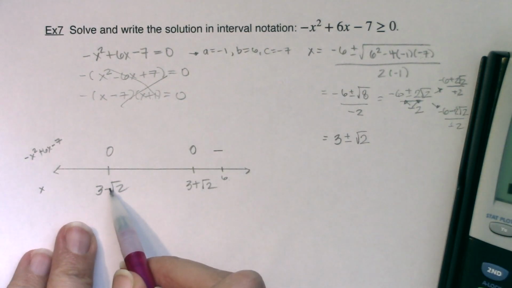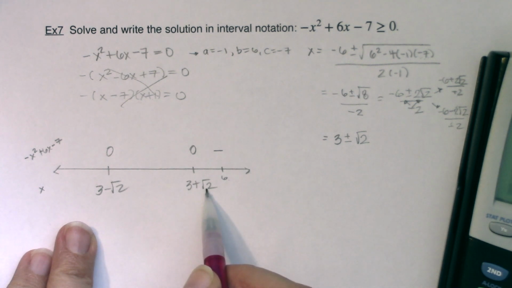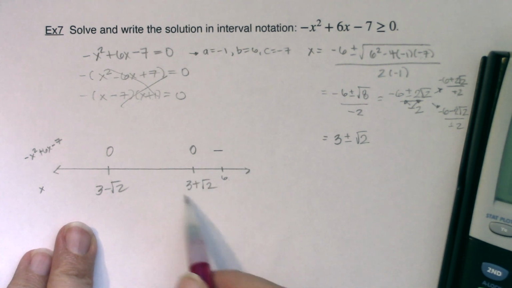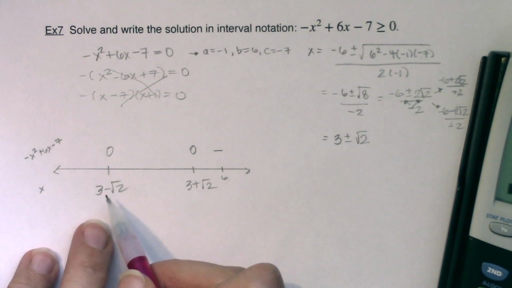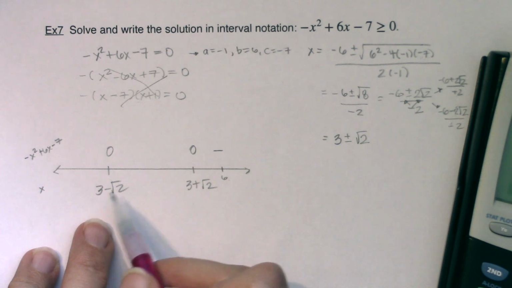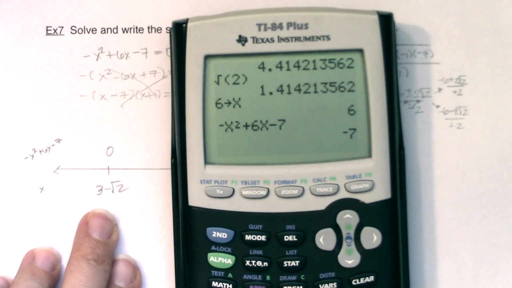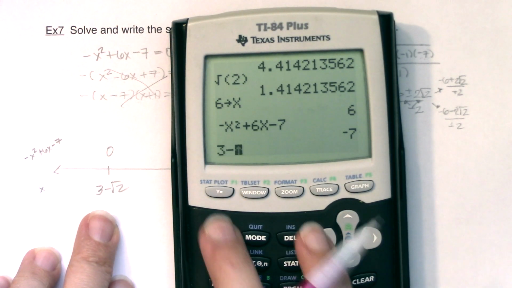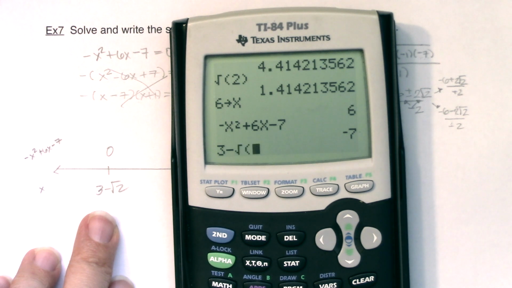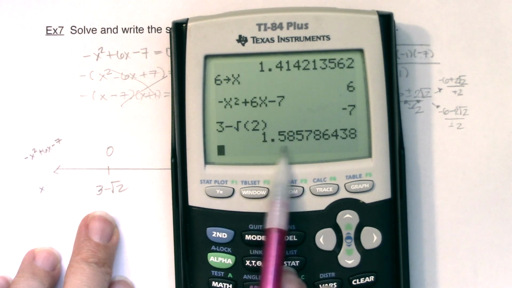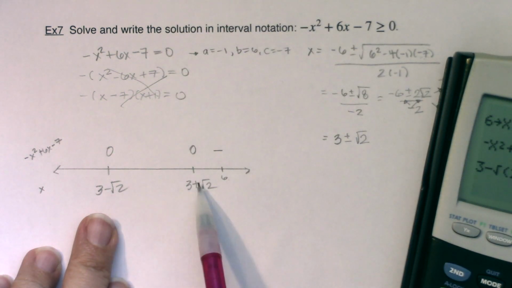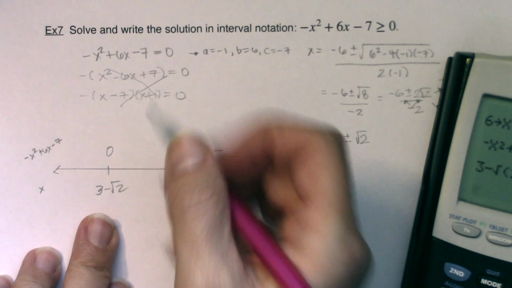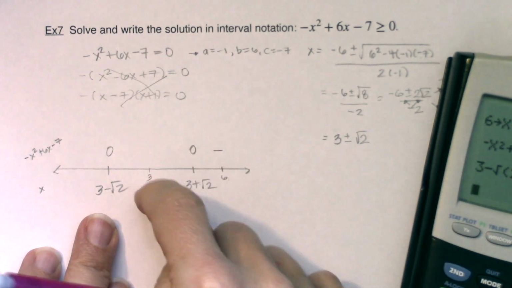Now, what's a number in between 3 minus root 2 and 3 plus root 2? Well, this is about 4.4, right? And if I think about 3 minus 1.4, that's about 1.6. And if I'm not sure, then just crunch it on your calculator. 3 minus the square root of 2 is going to be about 1.6. So I need a number that's somewhere in between 1.6 and 4.4. I'm just going to pick 3. I know 3 is in the middle.